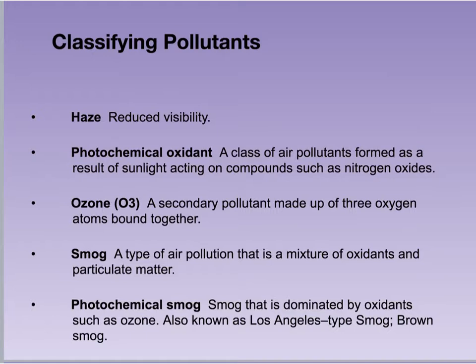They are photochemical smog, which is dominated by oxidants like ozone and sometimes called the Los Angeles type smog or the brown smog. And then there is sulfurous smog. Sulfurous smog is dominated by sulfur dioxide and sulfate compounds, and we sometimes call those London type smogs, gray smog, or industrial smog.